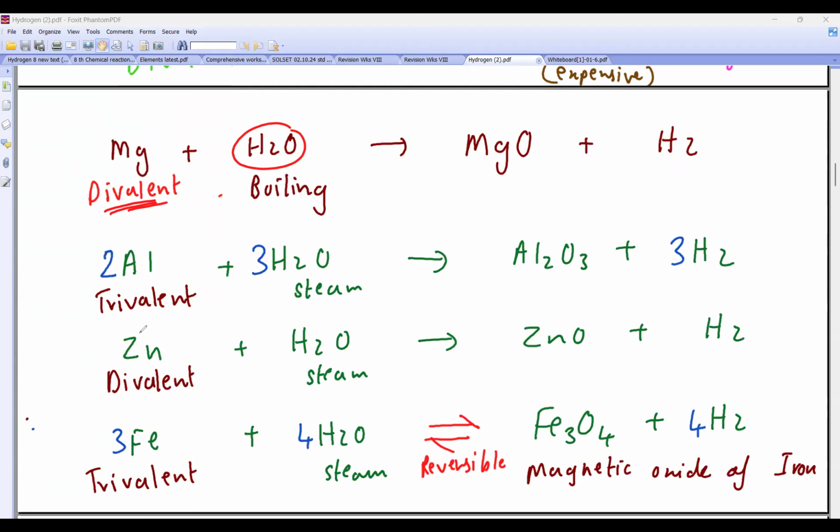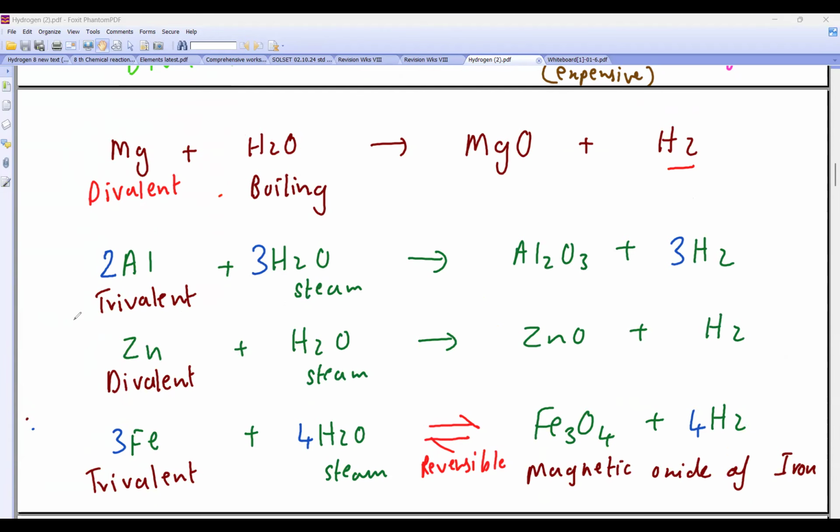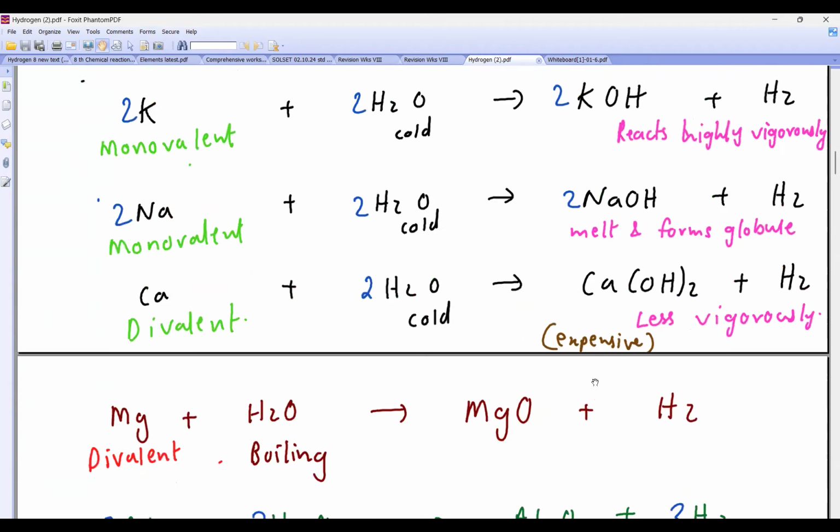Achha, all these other metals, the ones which are lower, will always give you oxide. Can you see? Oxide and hydrogen. They don't give metal hydroxide. They give oxide and hydrogen.